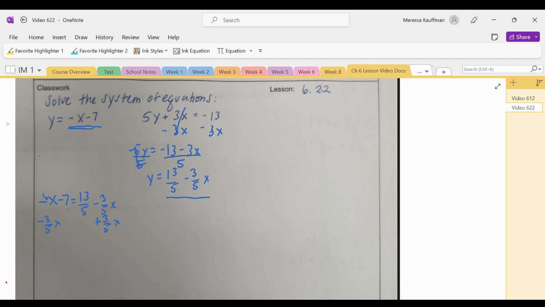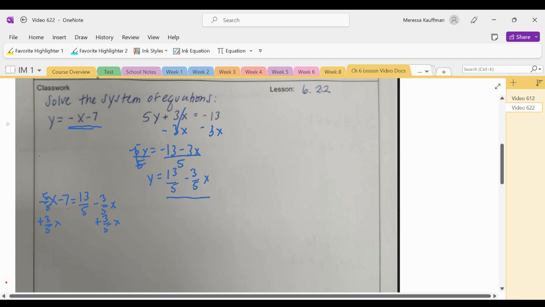Remember that 1 is the same as 5 over 5. I'm going to keep my denominators the same, so it makes it easier. Negative 5 plus 3, well, that's negative 2x. 2 over 5x minus 7 is equal to 13 over 5, because remember, this goes away. So now let's look at this. Well, I want to add 7, but remember, 7 is the same as 35 over 5. So I'm going to add 35.